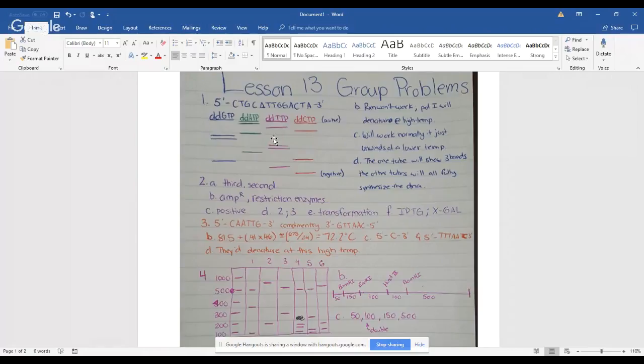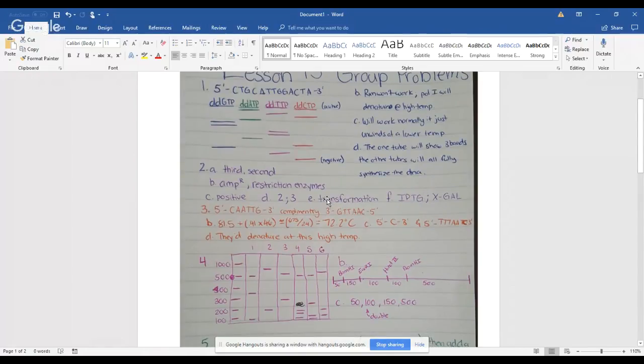DNA migrates towards the positive end during electrophoresis because DNA is negatively charged, so it goes towards positive. So in my number 1, I should have switched the positive and negative for my picture. For 2 part D, ddATP is missing the 2' OH group and the 3' OH group, so it's missing both hydroxyl groups. Part E, transformation is a term used to describe the process when bacteria uptake DNA in the environment. And then part F, during blue-white screening, IPTG is commonly used to induce expression of the lac operon, while X-gal is cleaved by beta-galactosidase to turn E. coli cells blue.